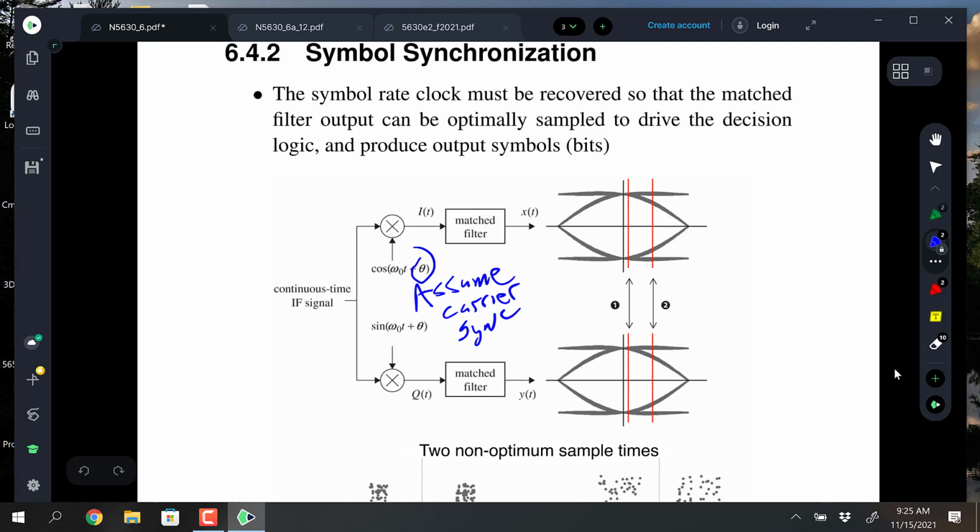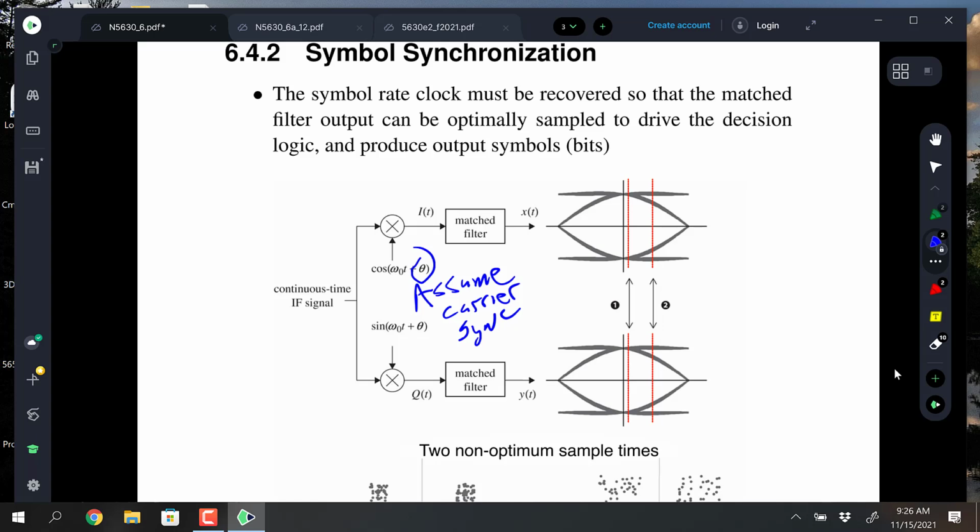The reason why I'm saying assume carrier sync is if I didn't have carrier sync, I wouldn't have a nice picture like that. If the carrier was spinning around, I wouldn't have an output eye pattern that looks like that. It would be all wrapped onto itself because it would be rotating. This is just so you can see the need for carrier or symbol sync though.